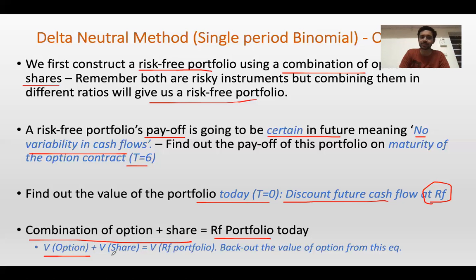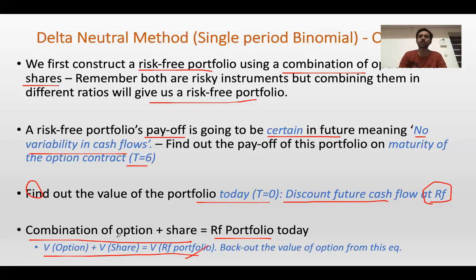So this equation is basically today's equation in today's values. The value of the option today plus the value of the share today should be equal to the value of the risk-free portfolio today. If you carefully look at this equation, we know the value of the risk-free portfolio today because that is what we calculated in this step. We know the value of the share today, right? In our example, the value of the share today was 50. So if out of three variables you know two, you can obviously find out the third variable as a balancing figure.